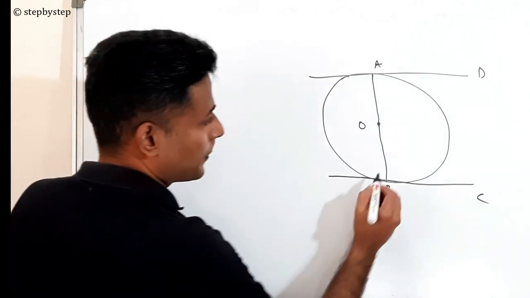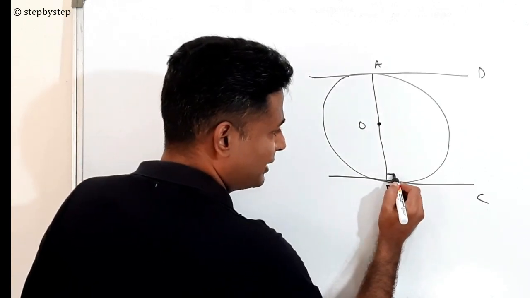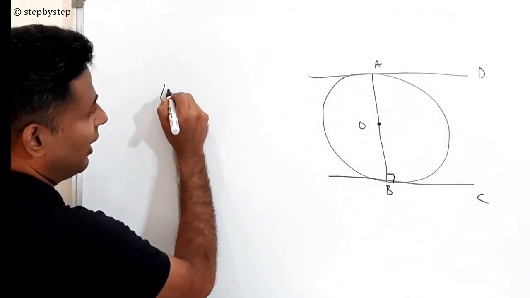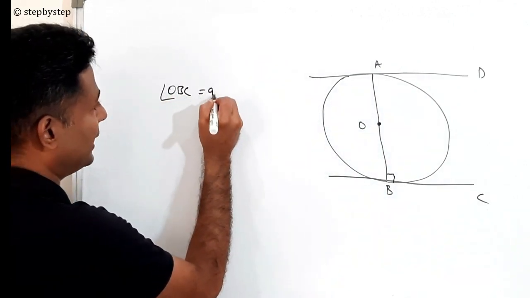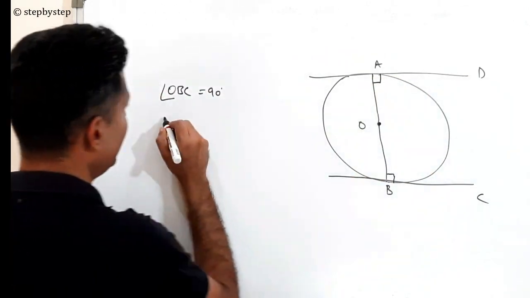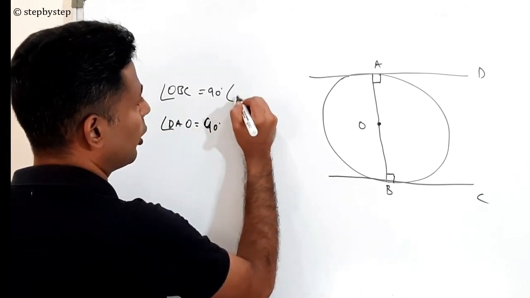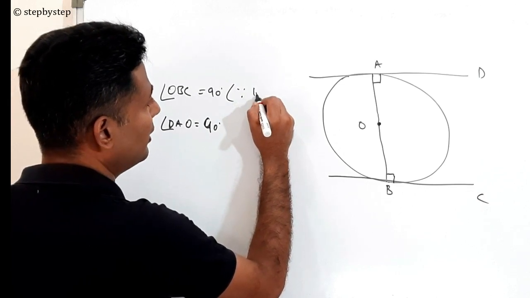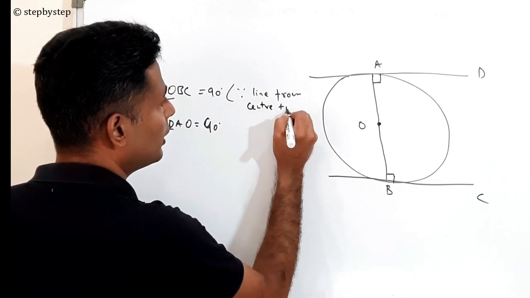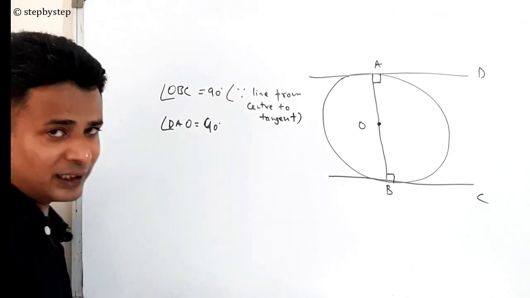Now what do we have? We have a line from center to the circle. Line from center of the circle to the tangent makes 90 degrees. So we have angle OBC equal to 90 degrees. Similarly, angle DAO is also 90 degrees, right? So DAO is also equal to 90 degrees. What is the reason? Because line from center to tangent. So this is the reason you will write. Alright. Similarly for this also it's the same reason.